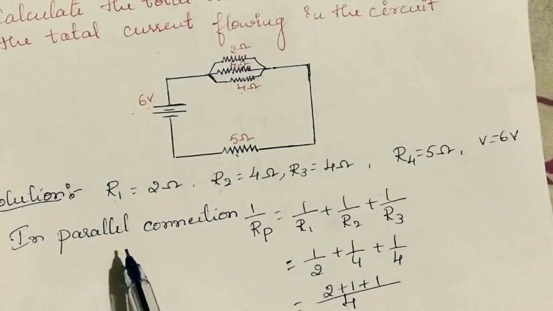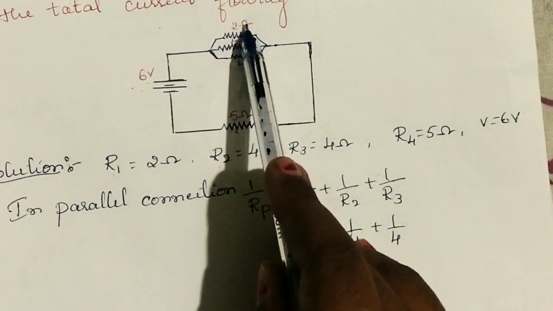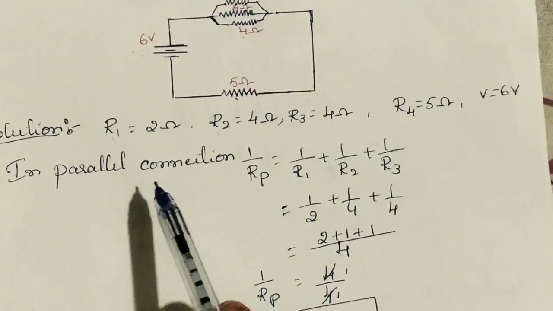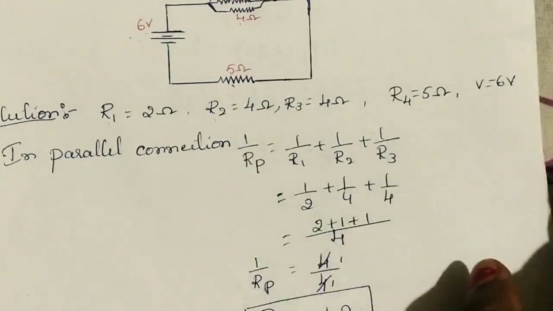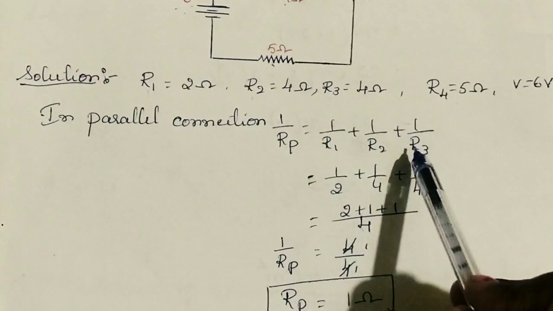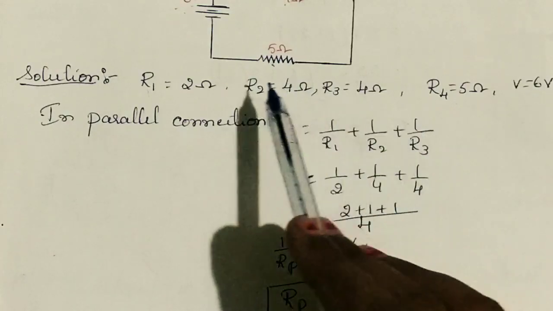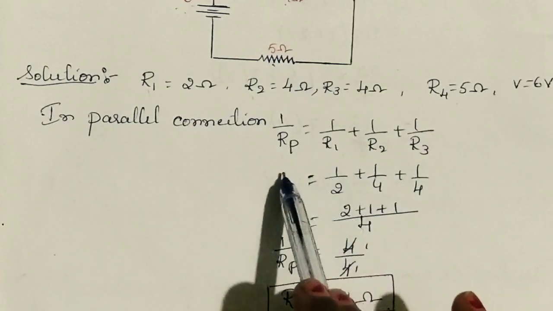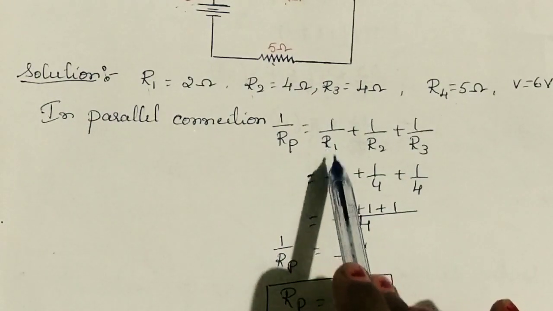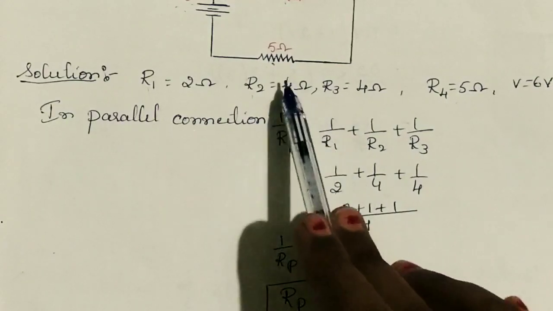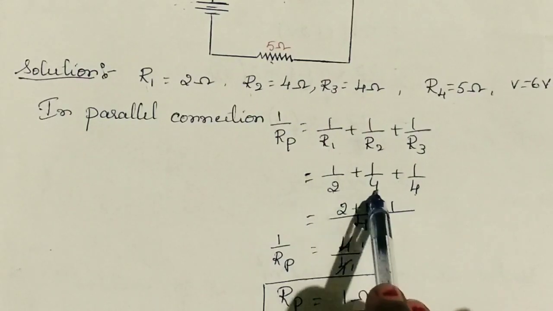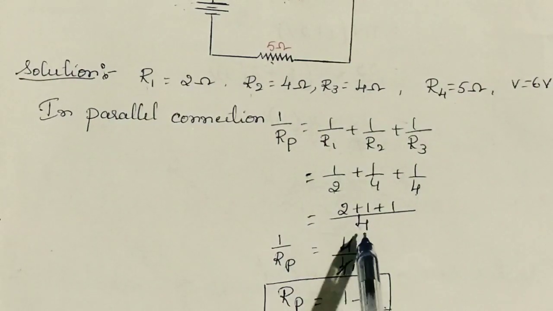First I am calculating the parallel connection, because R1, R2, R3 are in parallel. In a parallel connection, 1 by Rp is equal to 1 by R1 plus 1 by R2 plus 1 by R3. This is the formula, we know that. Substituting the values: 1 by Rp is equal to 1 by 2, because the value of R1 is 2 ohm, plus 1 by 4 plus 1 by 4. Here the denominators are 2, 4, 4. Taking the LCM, I get 4.